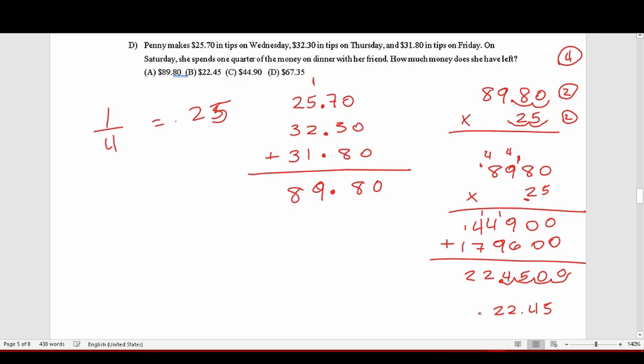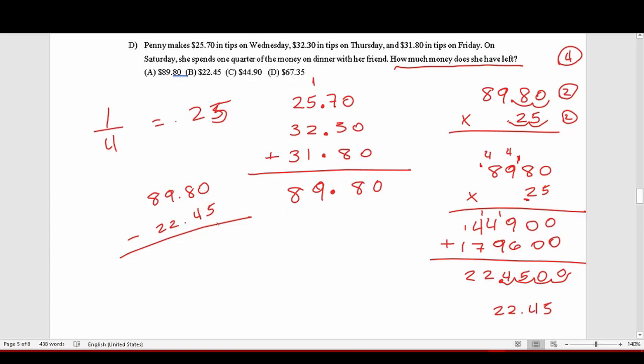So we know that 25% of 89.80 is 22.45. Now, unfortunately, we're not done at this point because we want to find out how much money she has left. So we're going to take 89.80 and subtract 22.45 from it. So if you think about it, this problem's done addition with decimals, multiplication with decimals, and subtraction with decimals. Okay?